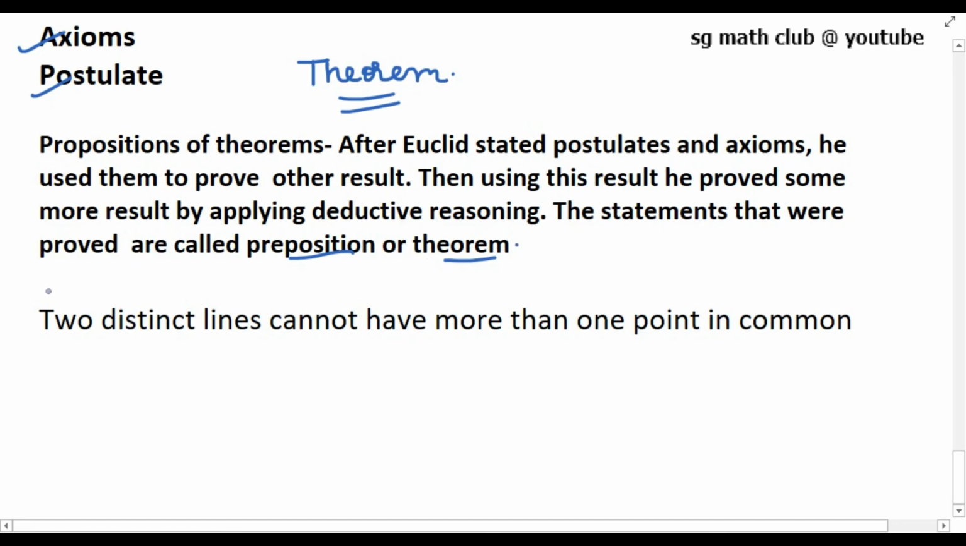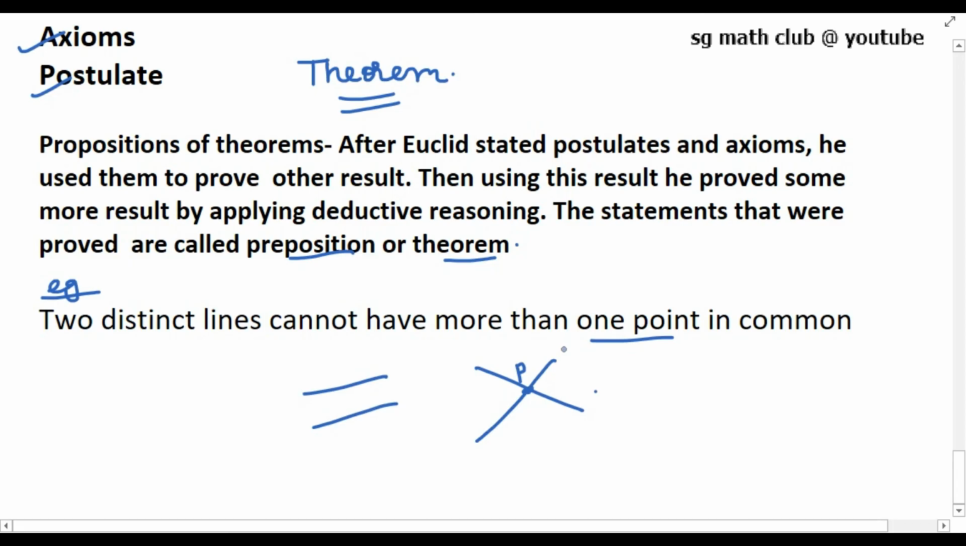One such example of a theorem is: two distinct lines cannot have more than one point in common. If you draw two lines, at most they will have one point in common. If you draw like this, these two lines do not have any point in common. But if you draw like this, these two lines will have one point in common, say P, and they will not have more than one point in common. Two distinct lines cannot have more than one point in common.